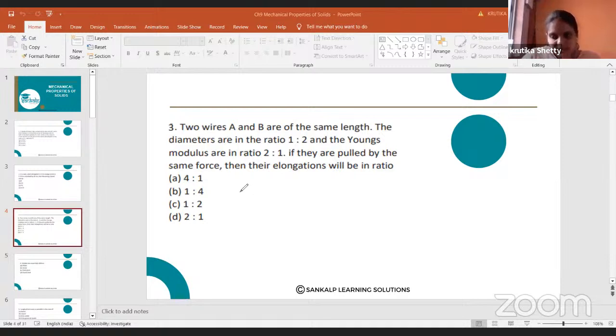Okay, so here the ratio of the diameters is given as D1:D2 equal to 1:2. Then Young's modulus is in the ratio Y1:Y2 equal to 2:1. The length is the same, meaning the original length is same, and the force is also same. So whatever your Young's modulus expression is, I will simplify and show you. Initial length I'll consider as L, change in length I'll take as delta L. It is stress upon strain.